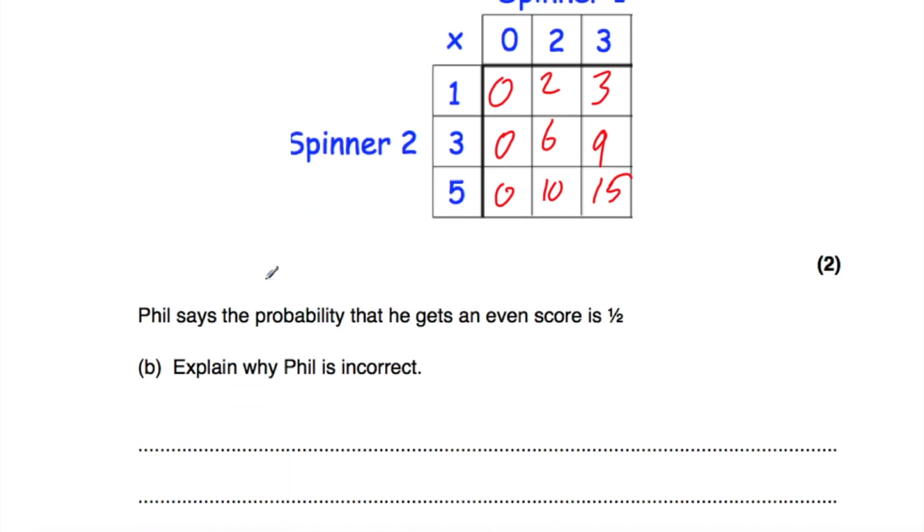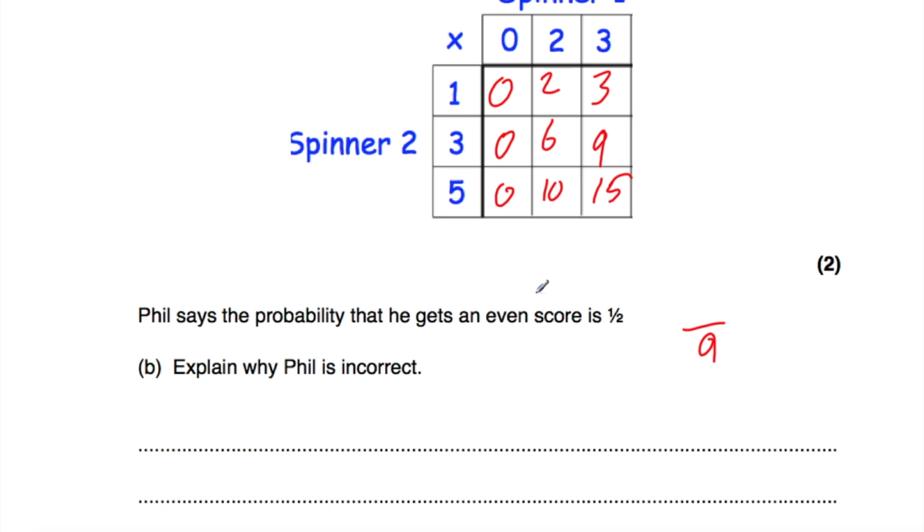And then it says that Phil says the probability that he scores an even number is a half. Explain why Phil is incorrect. Well, there's 1, 2, 3, 4, 5, 6, 7, 8, 9 possible outcomes. So we're going to have 9 on the denominator. I want to find the probability of an even. Well, actually, already we can see it's not going to be a half, because for it to be a half, there'd have to be 4.5 even numbers out of 9. So with 9 on the denominator, we're not going to get it to be equal to a half.